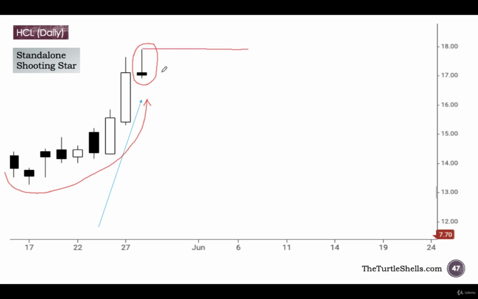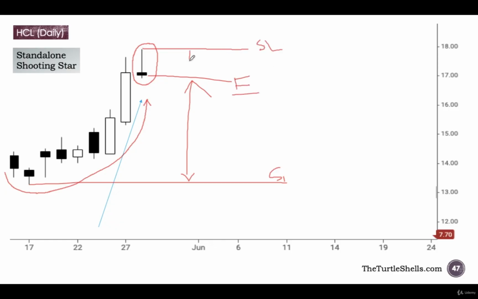So that would be my stop loss just above the high of the shooting star. That would be the entry, and probably this would be our support 1. So this is S1, this is entry, and that is our stop loss. So that would be our risk.